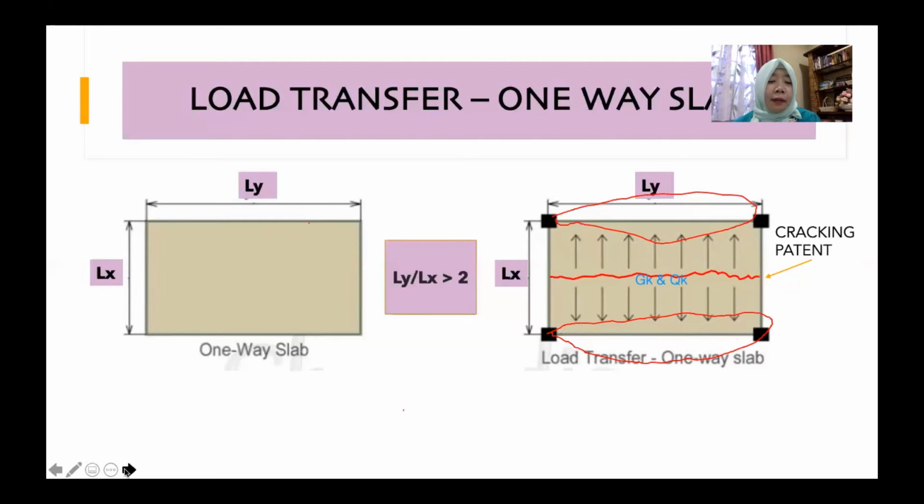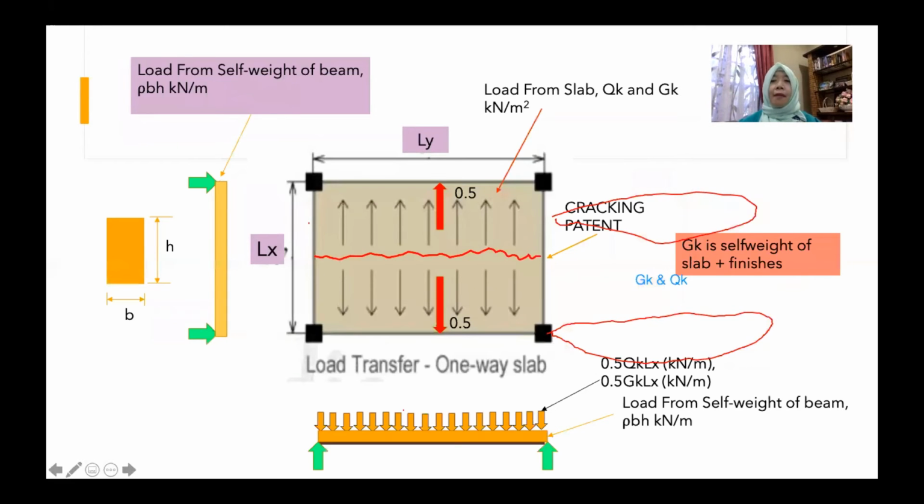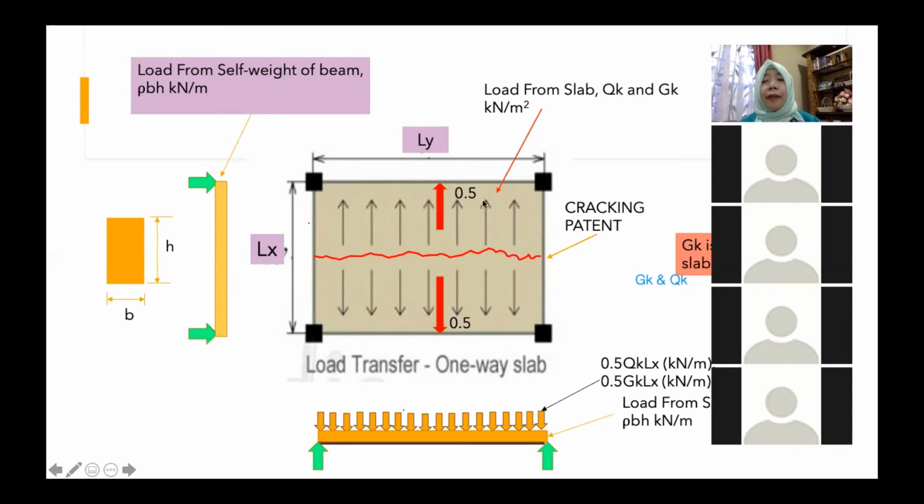So how do we get the GK and QK portion from the slab? Now look at this diagram carefully. You must remember, when the slab is a one-way slab, the crack will happen at the center of the slab, along the Ly direction. This is Ly, Lx. Ly is the longer side, Lx is the shorter side. According to the Eurocode, the coefficient of the load distributed to the beam is 0.5. This value is fixed, 0.5.